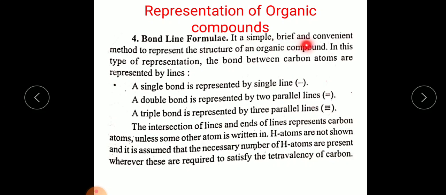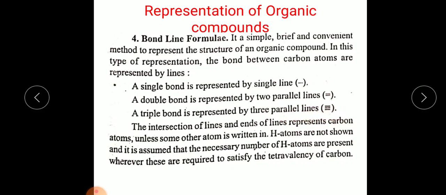It is a simple, brief, convenient method to represent the structure of an organic compound. In this type of representation, the bonds between carbon atoms are represented by lines. So in this, we represent organic compounds through only lines. Only lines you will see. A single bond is represented by a single line. A double bond is represented by two parallel lines, and a triple bond is represented by three parallel lines in this way.